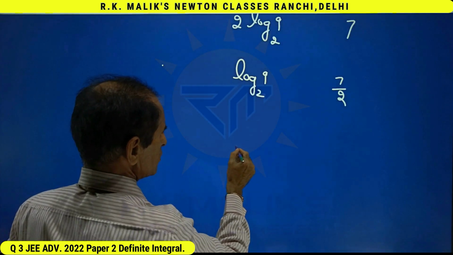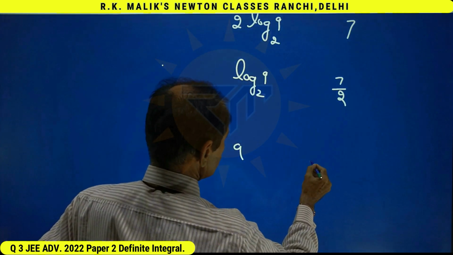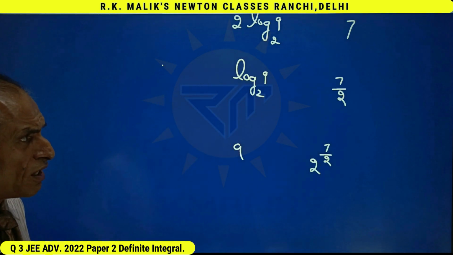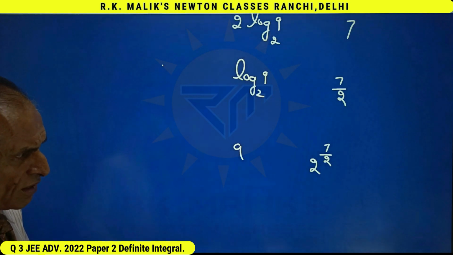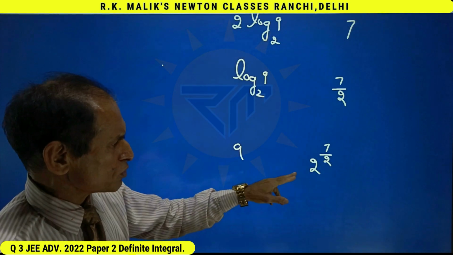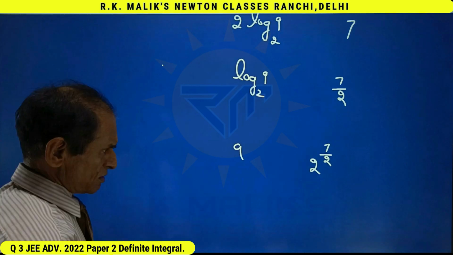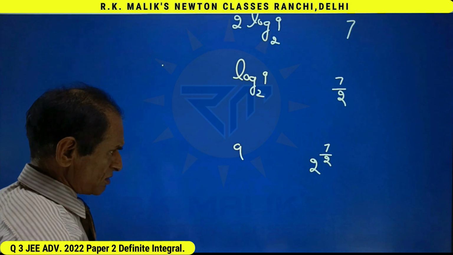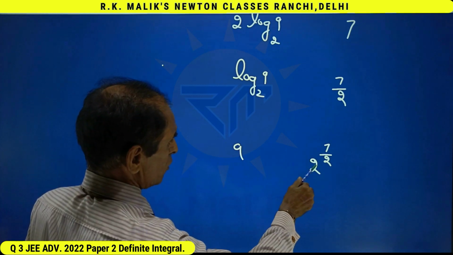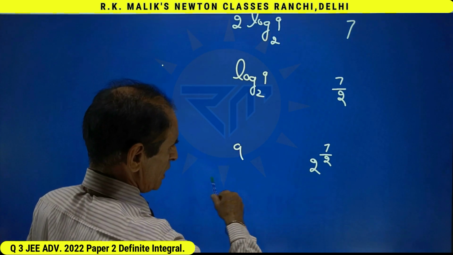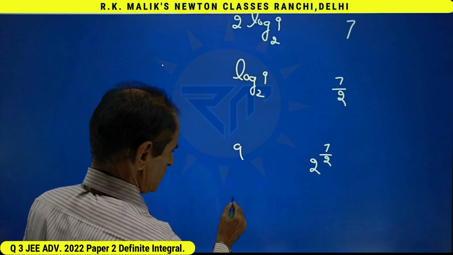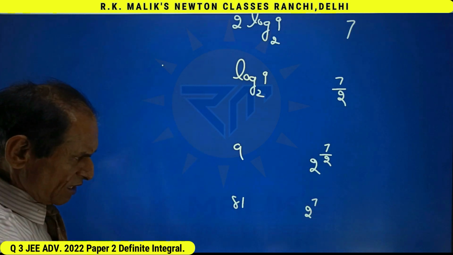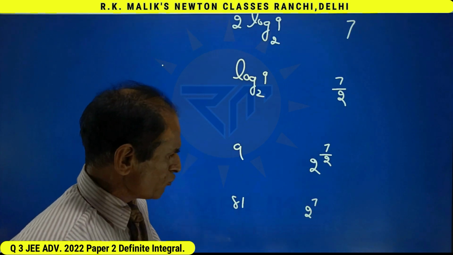That is, we will be checking 9 and 2 to the power 7 by 2, using the definition of log. If I take log in both with base 2, I will reach here. If this is bigger than this, then this will also be bigger than this. Now we have to check which one of these two is bigger. I now square both. It becomes 81 and 2 to the power 7. Now let us check which one is bigger.